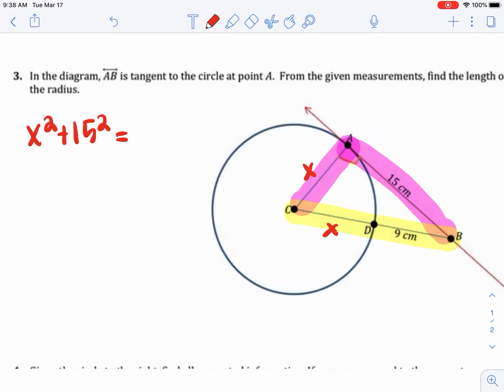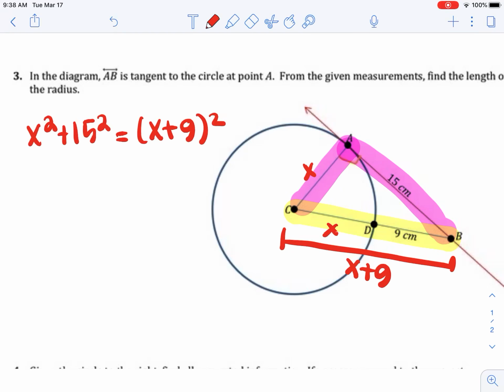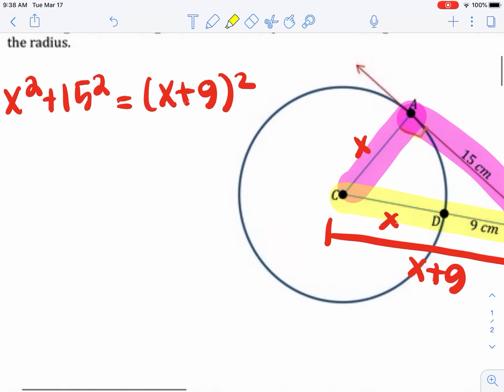So what you have to realize is that a lot of times people accidentally put 9x. It's not 9x, because if x was 1, you wouldn't say that the length is 1 times 9, 9. You'd say it's 1 plus 9, which is 10. So this length right here is x plus 9. So that's what my hypotenuse is, and I'm going to write that down: x plus 9 squared.